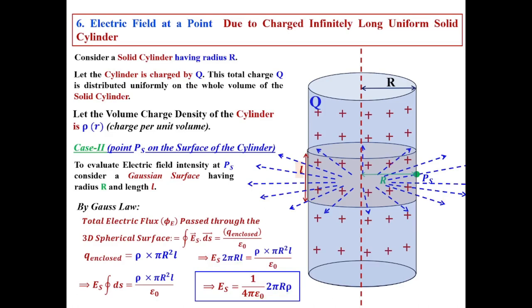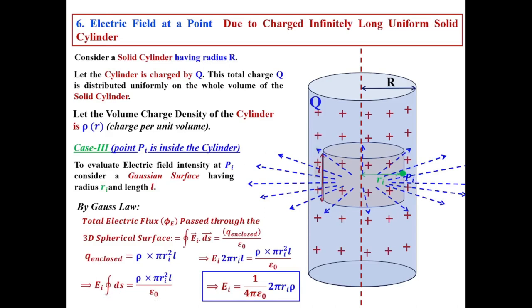Now we are going to go for the case where the point will be inside the solid cylinder. If the point P is inside the solid cylinder, situated at a distance ri from the axis, then we have to consider a Gaussian surface which encloses this point Pi. So this is the Gaussian surface, right? As you can see, the entire volume of this cylinder is charged by positive charge, so obviously the electric field intensity will come out like this. These are the electric lines of force coming from the center itself. So obviously these lines of force will pass through this Gaussian surface, no doubt.